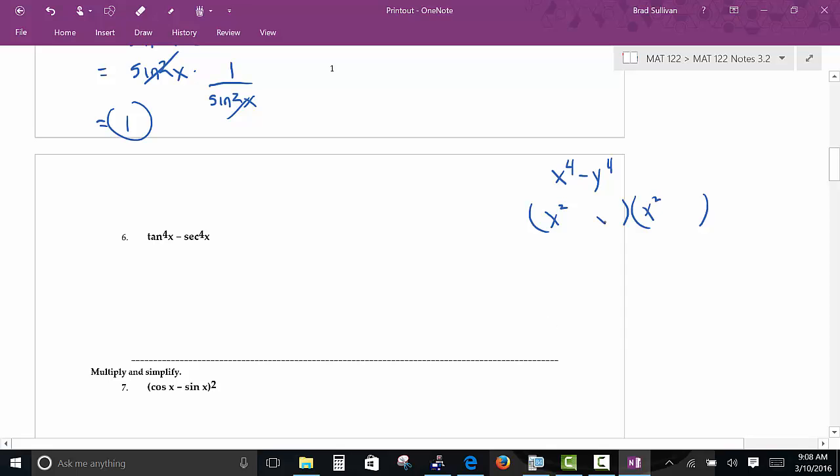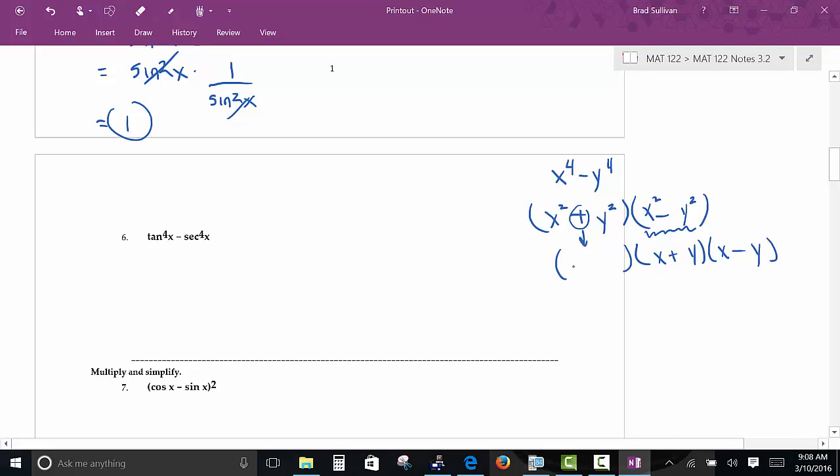What number times itself gives you y to the fourth? X squared does, or y squared does. Then you have a plus or minus, right? Okay. Now, how about this one? Does this one factor any further? That's another difference of two squares, right? So this one is going to go like this. You're going to say x and x, y and y, plus and minus. This one does not factor any further.